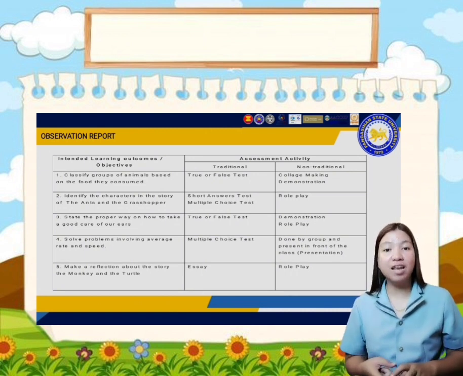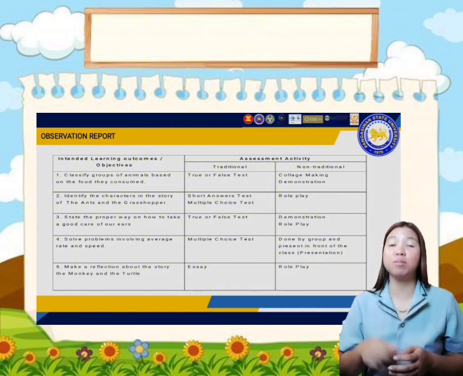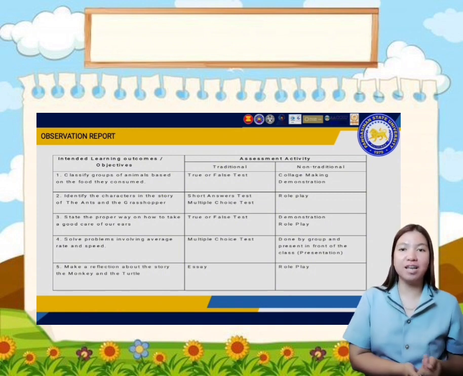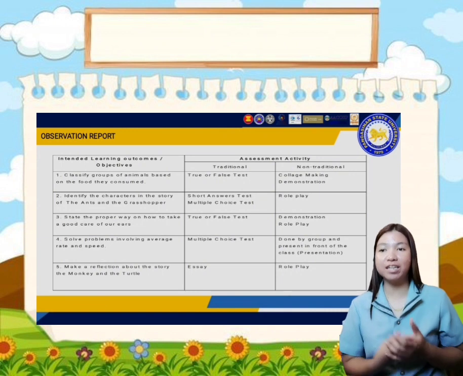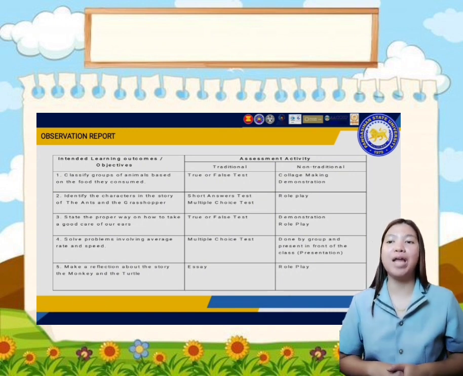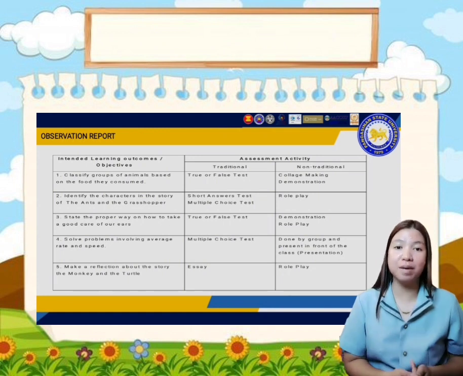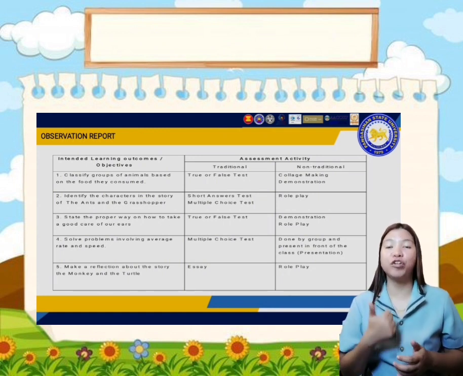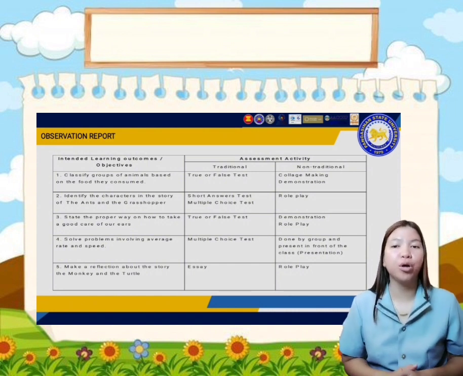For traditional assessment activity, teachers utilize short answer tests and multiple choice tests. For non-traditional assessment, the teacher utilizes role play. For the third objective, state the proper way on how to take good care of our ears. So on traditional assessment, the teacher utilizes true or false tests, and for non-traditional, demonstration or role play.